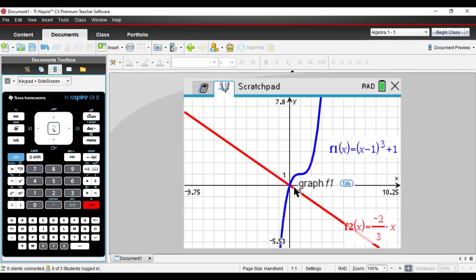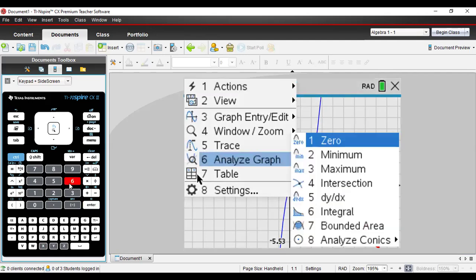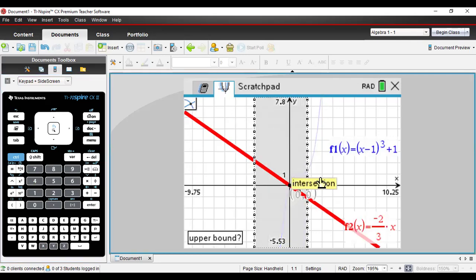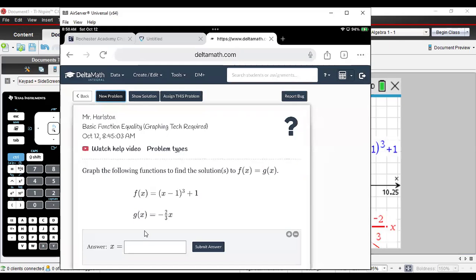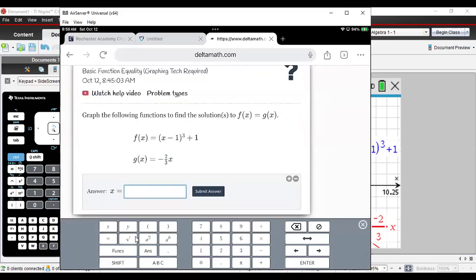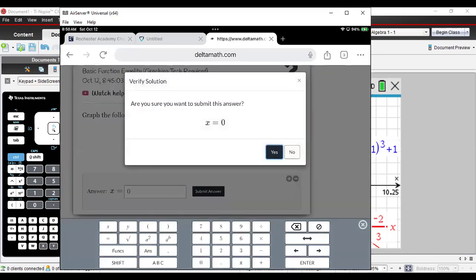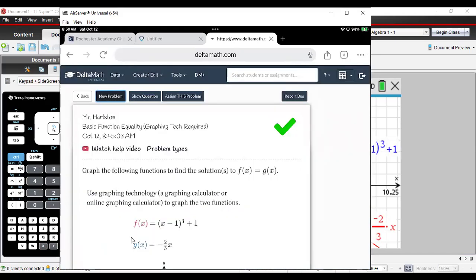You can see it's a linear function, and it looks like they're equal where x is equal to 0, but we're going to do menu 64, start on the left, pull it to the right, and it tells you that the intersection is at 0, 0. So that means our answer, and there's only one intersection, is going to be 0. So you just type in 0, submit it, and it says nice job.